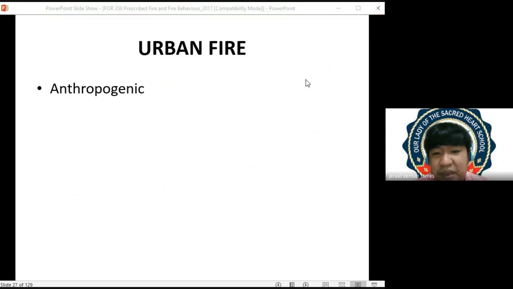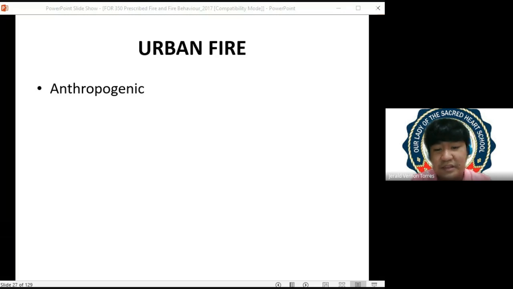So now let us begin to discuss yung dalawang klase ng fire natin that can impose hazards to exposure. Ito yung tatawag nating anthropogenic fire or yung tatawag nating urban fire, yung nangyayari sa buildings and mga cities natin. Tatawag yan na urban fire or anthropogenic fire.